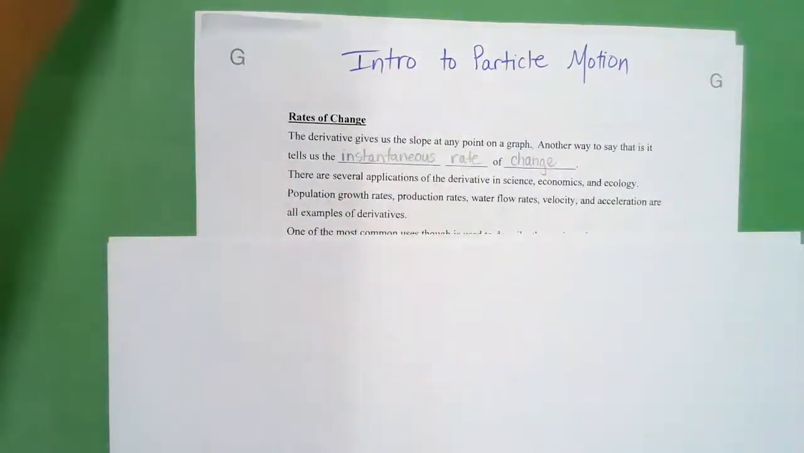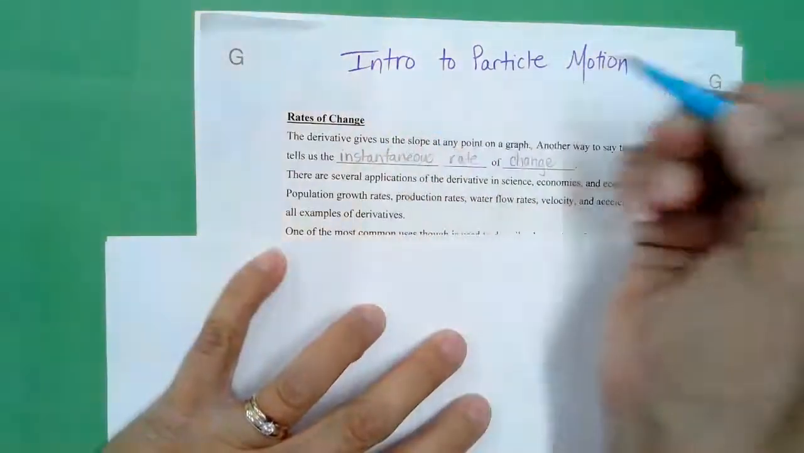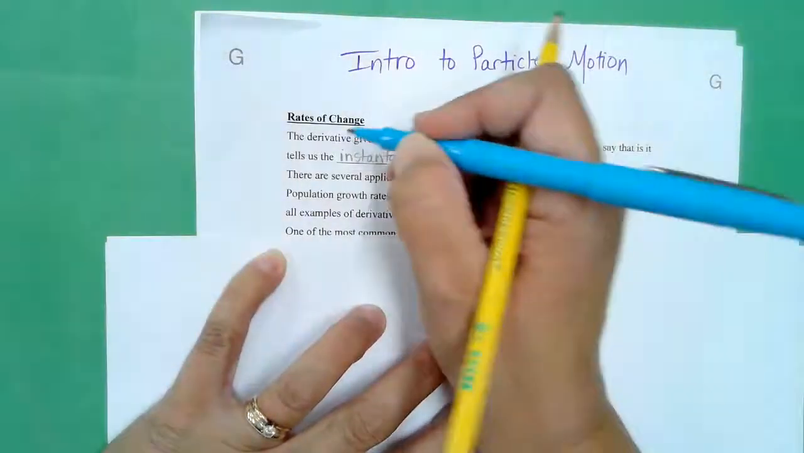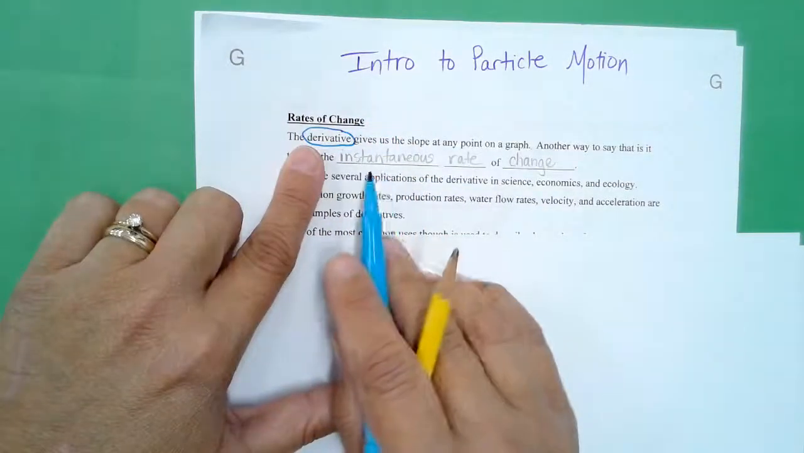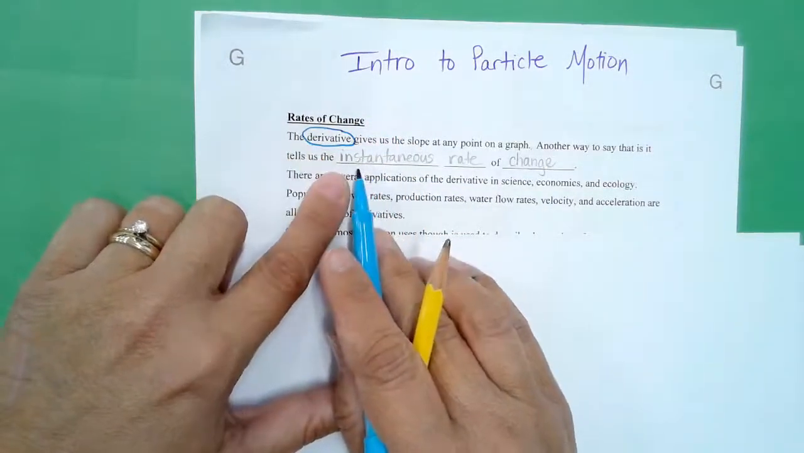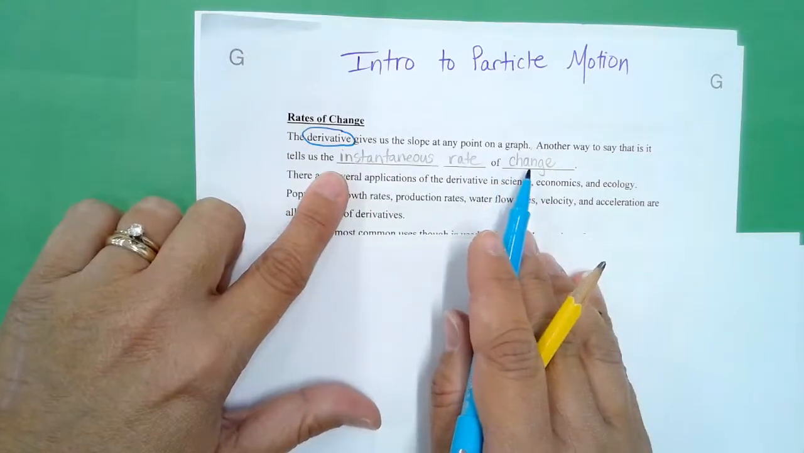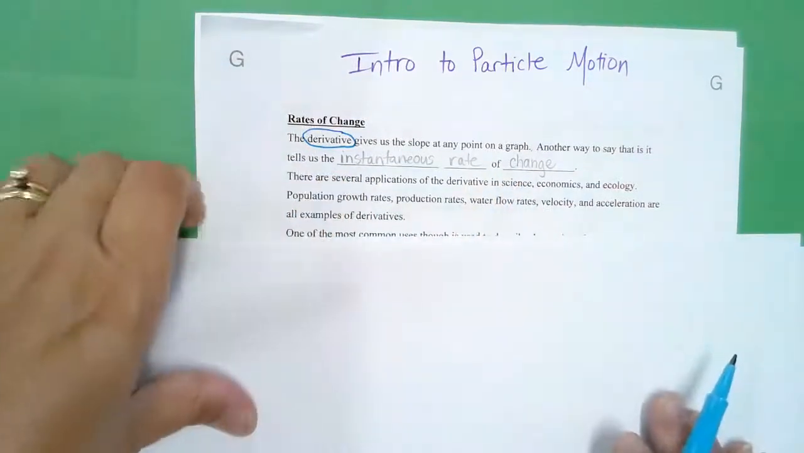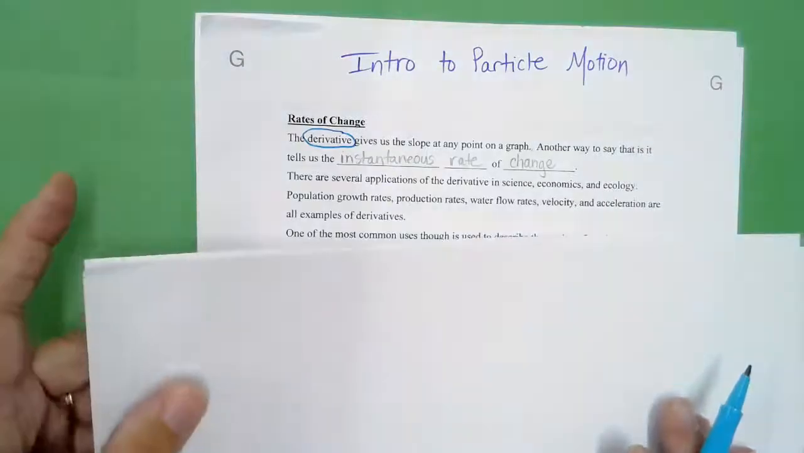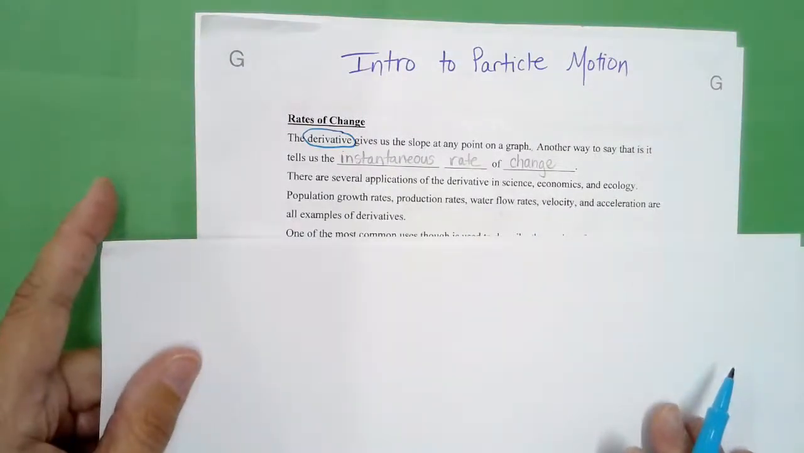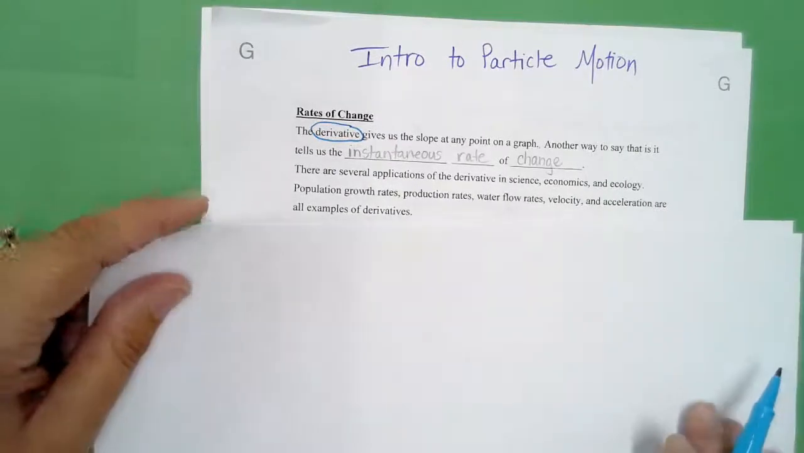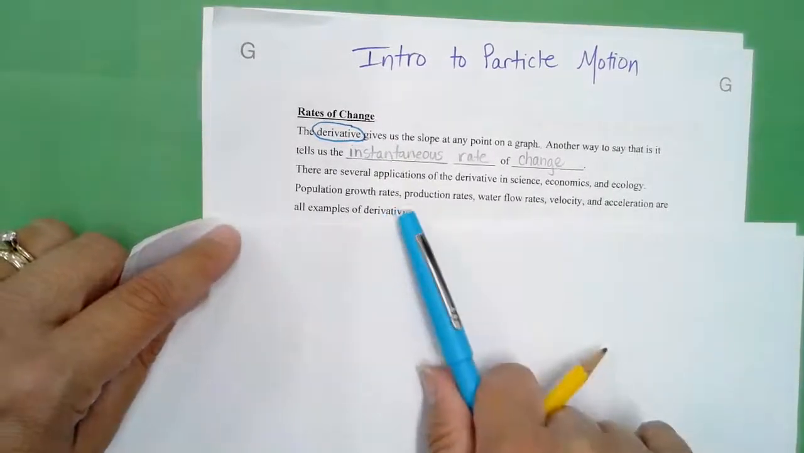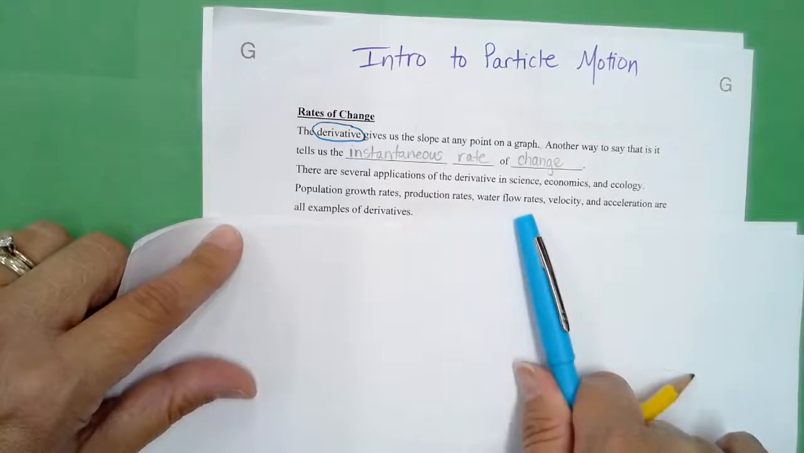So here's this idea of derivative. Derivative gives slope at any point on a graph. So now we're going to say that derivative is also synonymous with this idea of instantaneous rate of change. Applications include derivative in science and economics. So some examples of changing concepts: population growth rates, water flow rates.